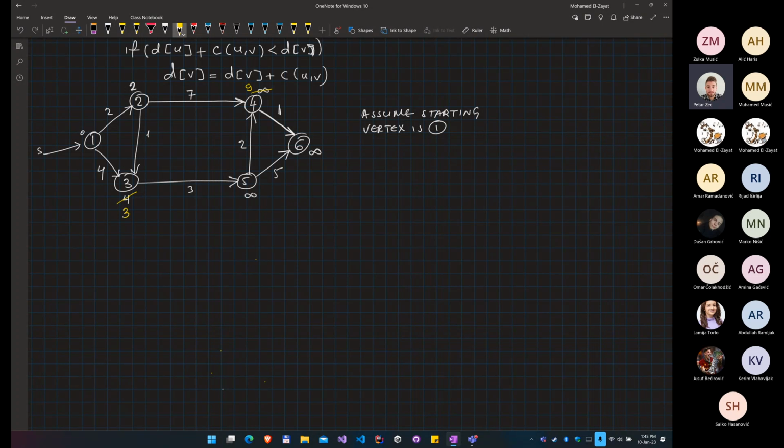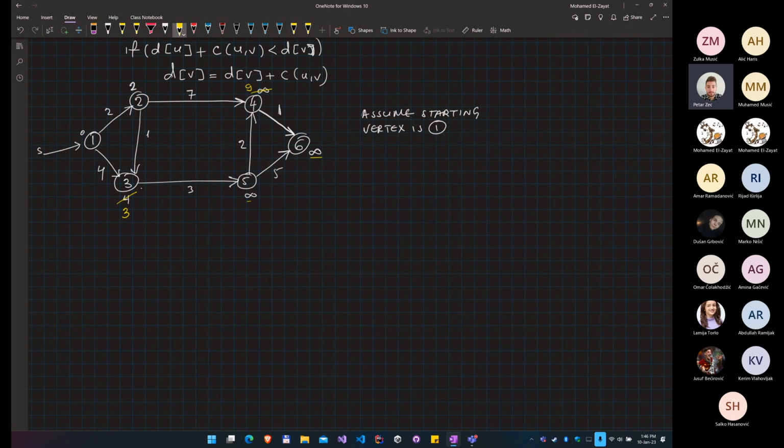We have right now 9, 3, and 2 infinities, right? Infinity here and infinity there. So what we do is we pick up the next smallest, since we say we need to pick up the next smallest. So the next smallest is actually 3.